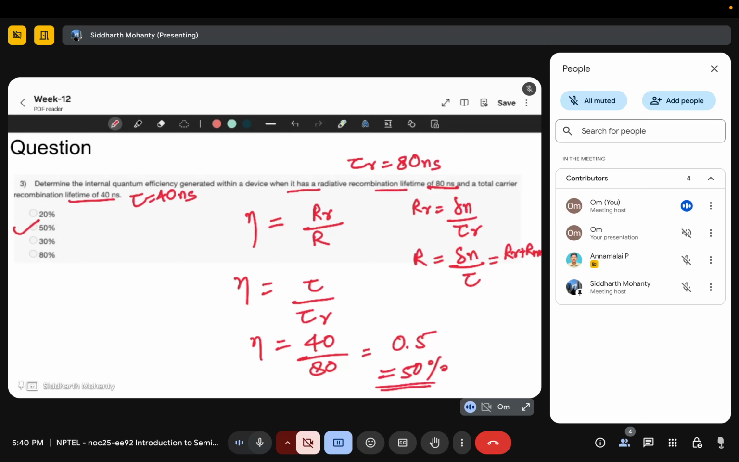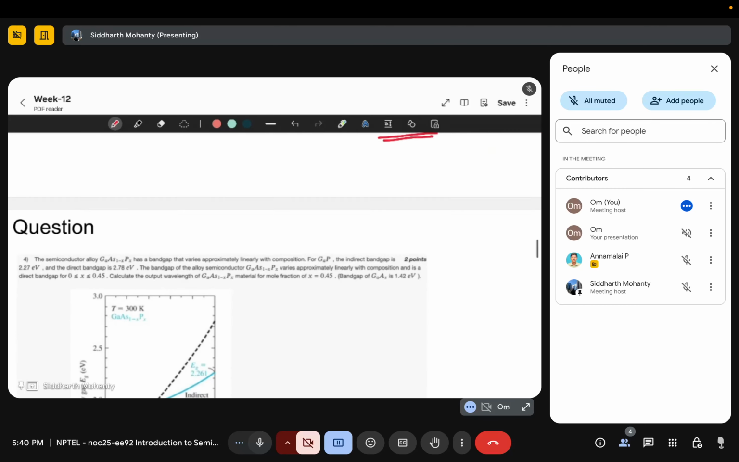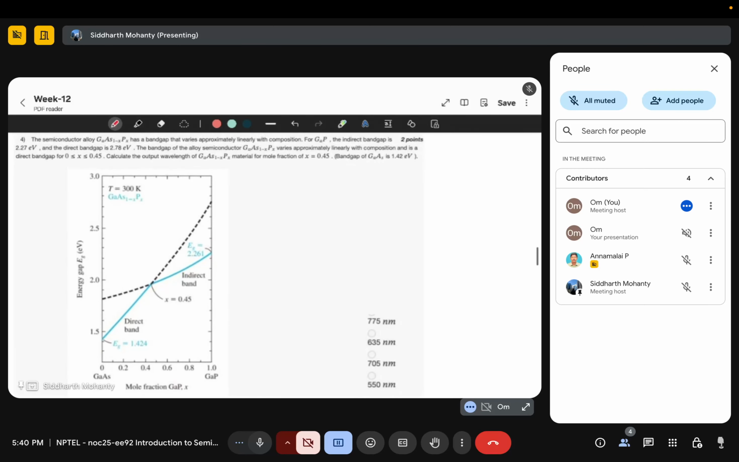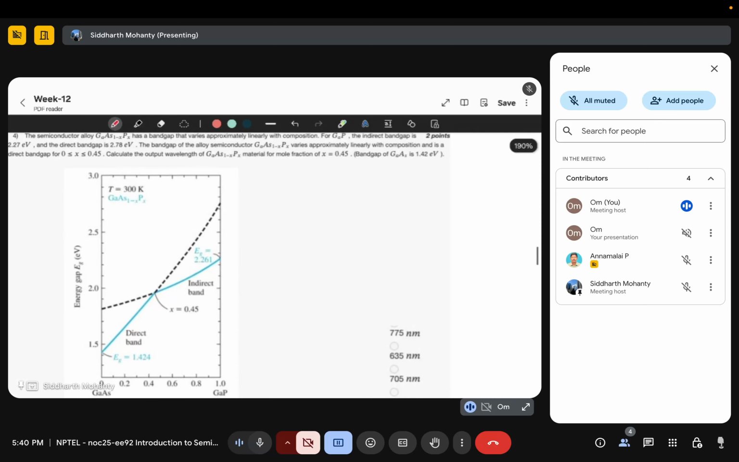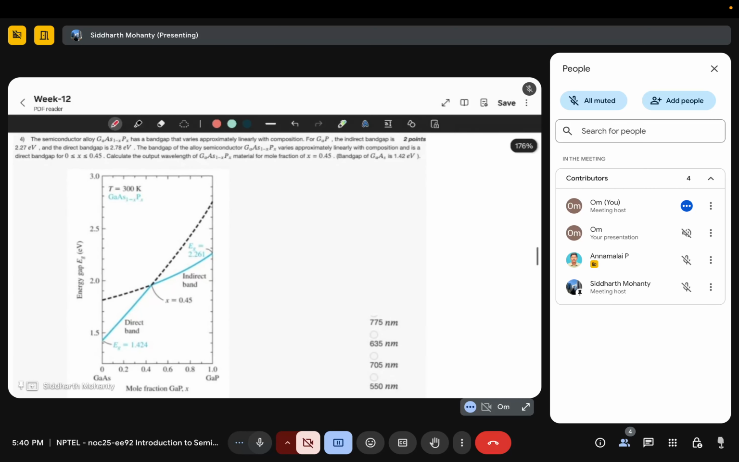I hope you have all got the same answer. So let us take the next one. Please read this question and attempt this. We'll solve it after a few minutes then.